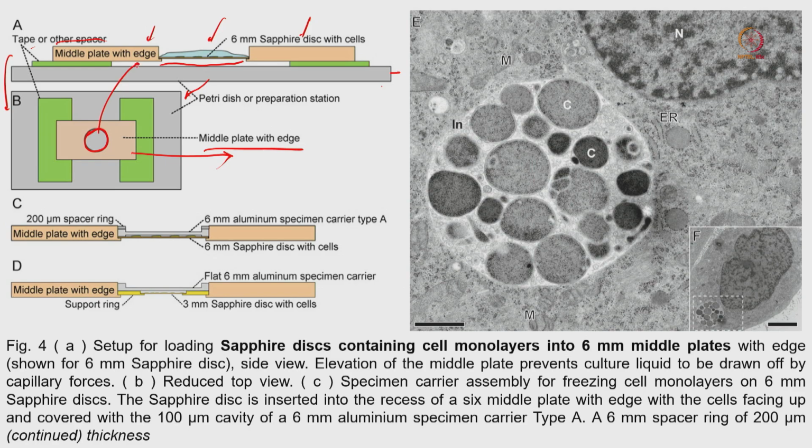If we look at how this sample is staying here, there is a platform, and on top of that we are loading the sample. After loading the sample, we covered the entire sample with another piece that is holding the sample properly, making some kind of cartridge. So here you can see there is a 200 micrometer pressure ring and a 6 millimeter aluminum specimen carrier type 1 loading here, your sample is staying in the central part, and this entire thing is going inside the high pressure freezer.